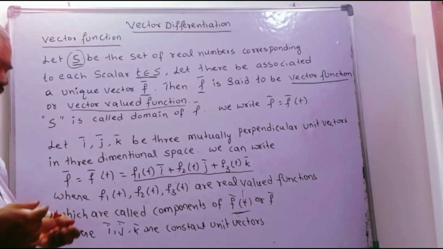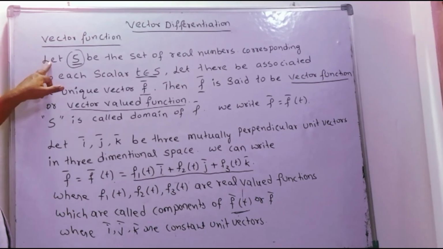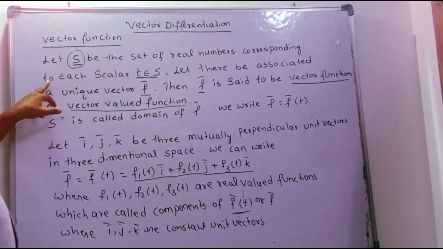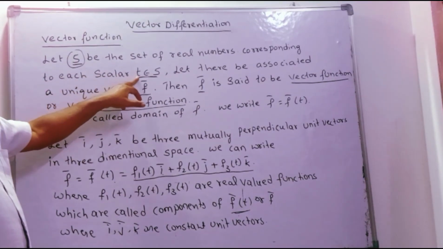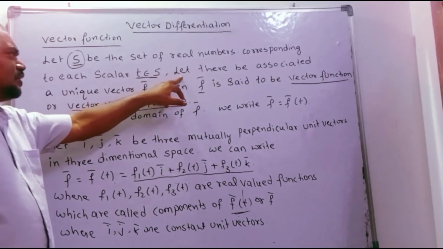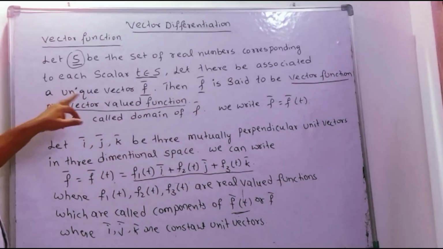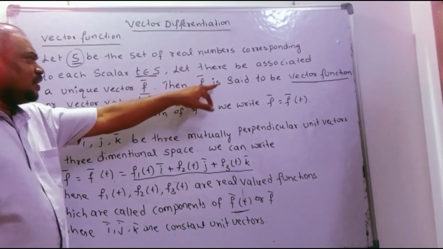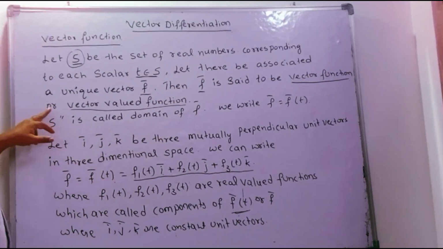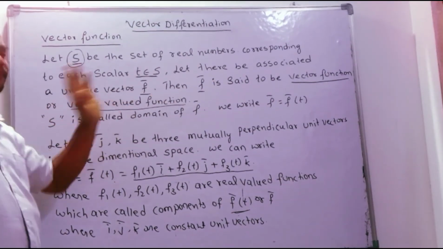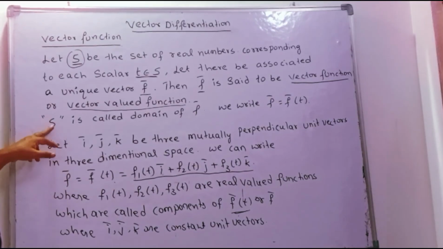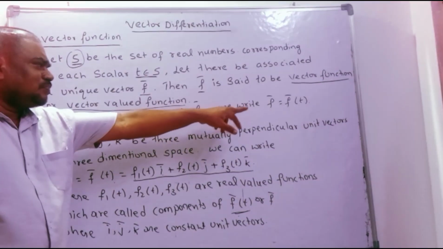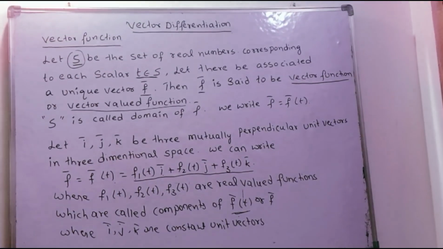What is a vector function? Once again, you see: let S be the set of real numbers, corresponding to each scalar t belongs to S, let there be associated a unique vector F bar. Then F bar is said to be a vector function or vector valued function. S is called the domain of F bar. We write F bar equal to F bar of t.